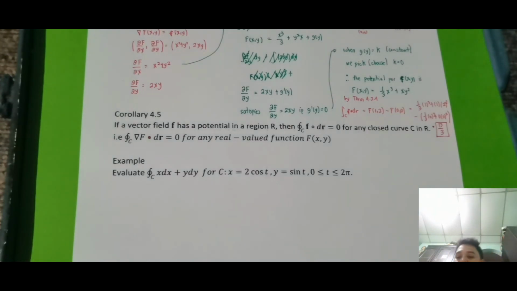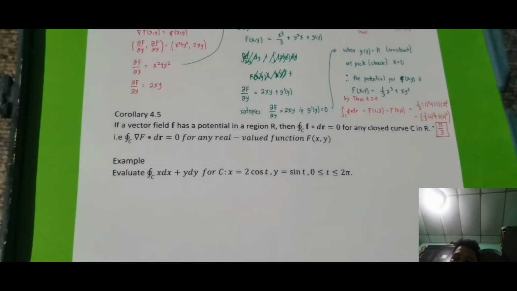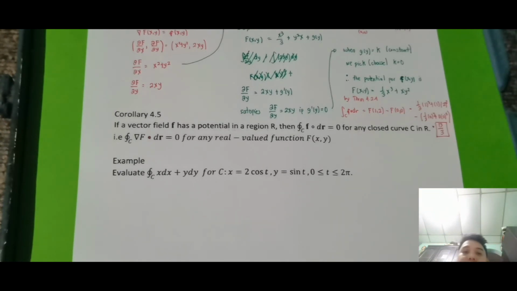Okay, so let's have an example ulit. Try pa natin solve to. Try natin hanapin yung potential vector nito, then i-integrate natin siya with respect sa kanyang parameter. Okay, so, try natin. Ang sabi is, evaluate the line integral of the simple closed curve of x dx plus y dy for C is equal to x is equal to 2 cosine t and y is equal to sine t, for 0 less than or equal to t less than or equal to 2 pi.